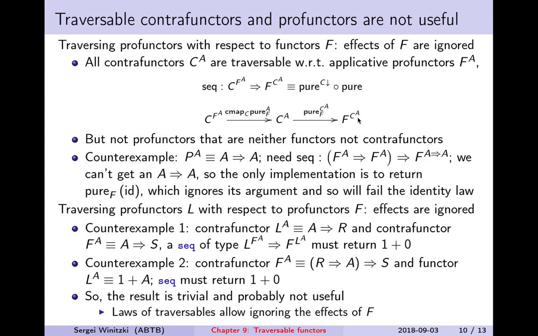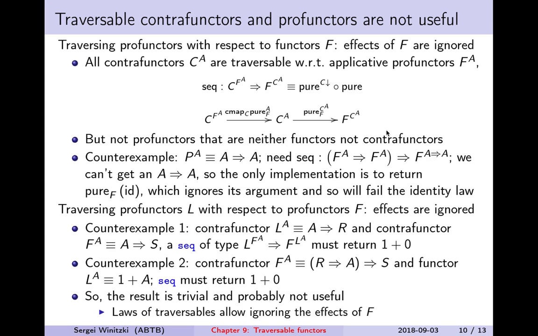Now, it seems that all contrafunctors are automatically traversable. And I could even say F doesn't have to be a functor. I'm not using map on F. I'm just using pure on F. And so it can be an arbitrary profunctor as long as it has pure. It's actually an applicative profunctor, or even just a pointed one with a pure. So it can be just like that.